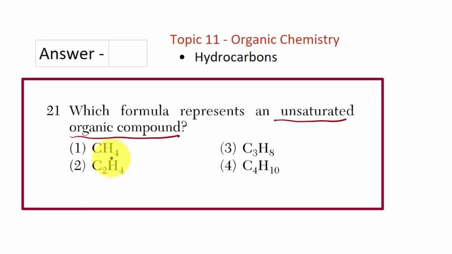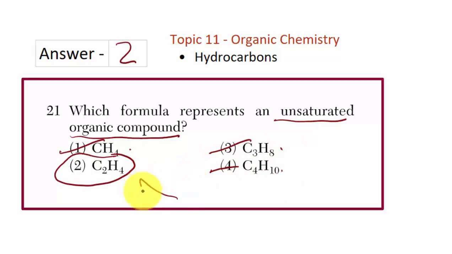CH4. Well, if n is 1, 2n plus 2 would be 2 plus 2, which is 4. So that is a saturated alkane. C2H4, well, in this case, the hydrogens have exactly 2 times the number n, so that's our candidate right there. It's number 2. But just to confirm this, take a look at the formula for number 3. 2 times 3 would be 6, plus 2 would give us 8, so that one is an alkane. And 2 times 4 plus 2 would be 10, so answer 4 is also an alkane. So we have 3 alkanes, they're all saturated, and only one of these compounds is unsaturated. It's the C2H4.